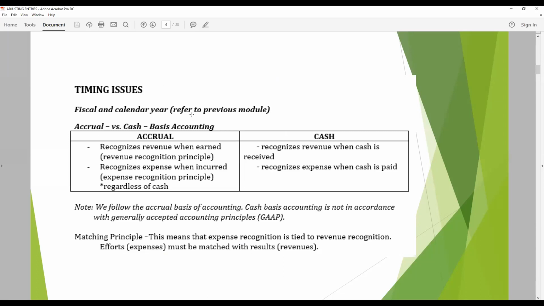So under adjusting entries also, you have timing issues, fiscal and calendar year. So you have to know if the business is using the fiscal or the calendar year period. So ano nga ba yung fiscal year period? Sino makakaalala? And ano din yung calendar year period?